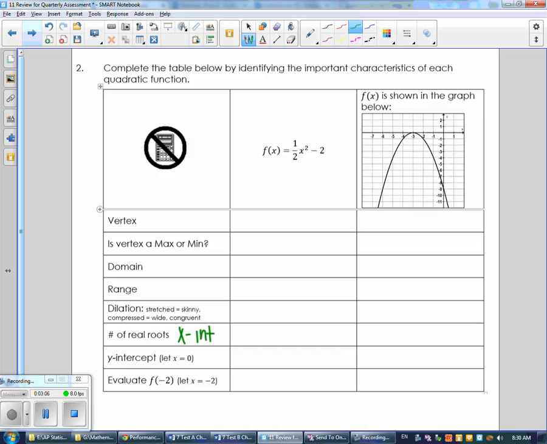The y-intercept occurs when x equals 0. So if you're asked to find the y-intercept, just plug 0 into the equation or into the graph. If you're asked to evaluate a function, for example, f of negative 2, you're just letting x equal negative 2, and you're solving. And if you have a graph, you're just looking for the point on the graph.